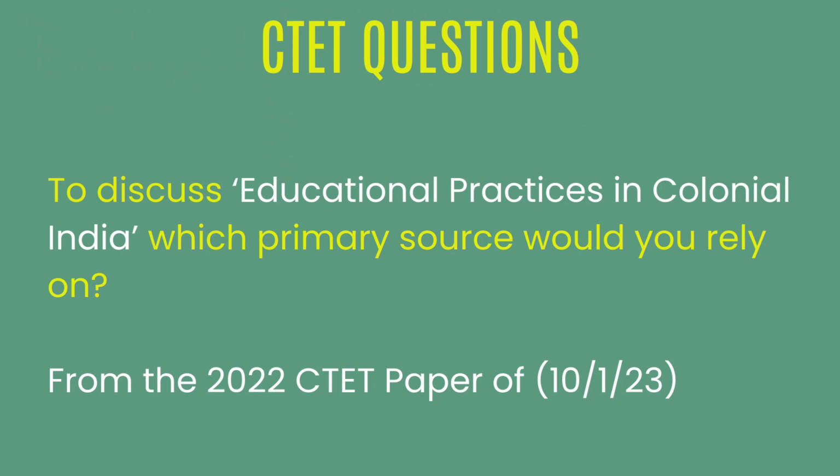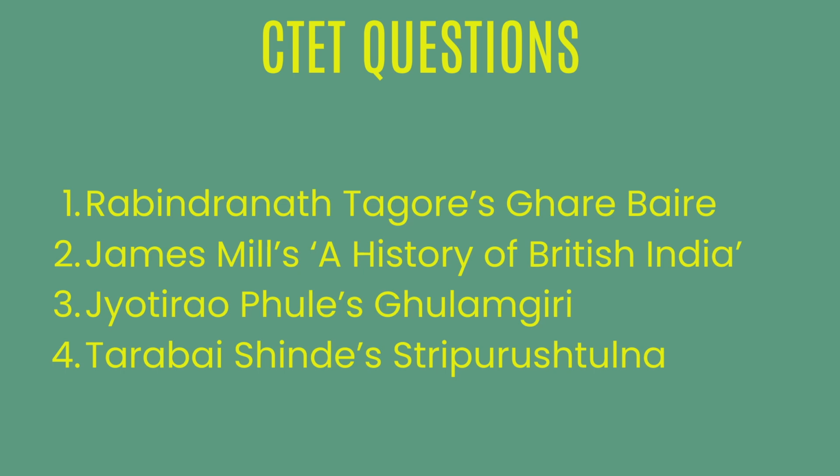To discuss educational practices in colonial India, which primary source would you rely on? So this is similar to that. So we have Rabindranath Tagore's Ghore Baire, that's a novel by him, James Mill's A History of British India, Jyotirao Phule's Gulamgiri, and Tarabai Shinde's Stri Purush Tulna.